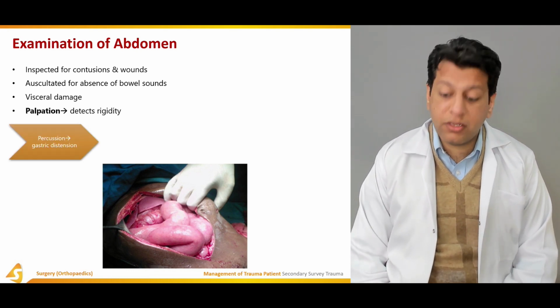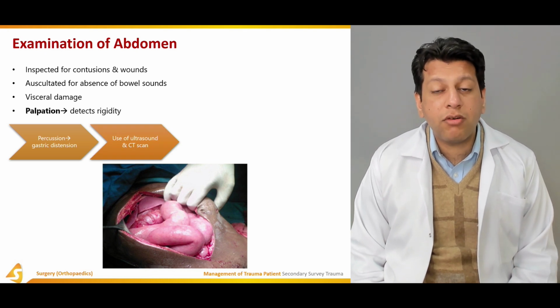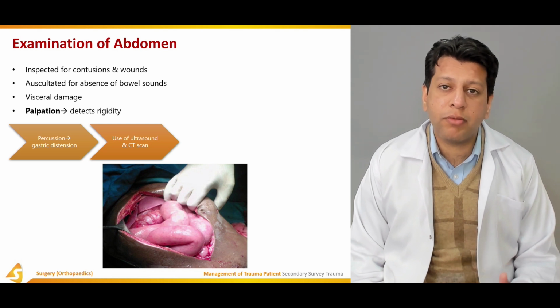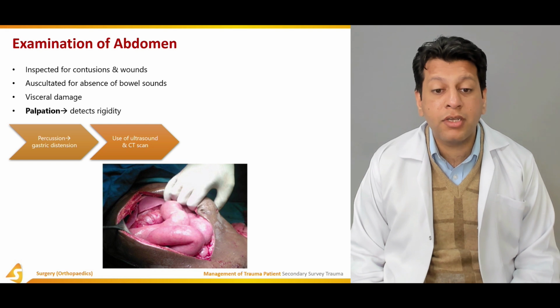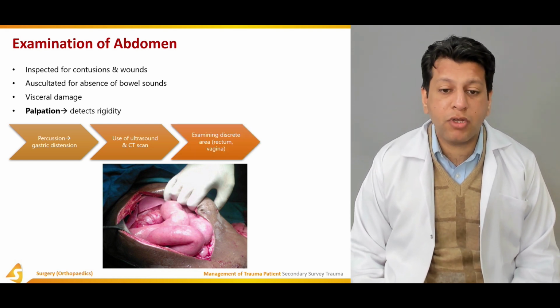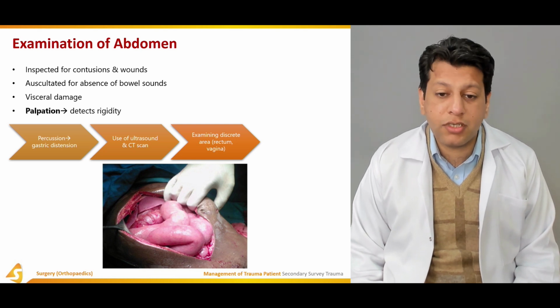Percussion is actually for gastric distension. Use of ultrasound and CT is done, although FAST is part of the primary survey. We are already sure that there is no massive bleed inside the abdomen, but sometimes minor bleeds can take place later on, and that can be evaluated by use of ultrasound or CT scan of the abdomen. And once the patient is stable, only then can the patient be taken for the CT scan.